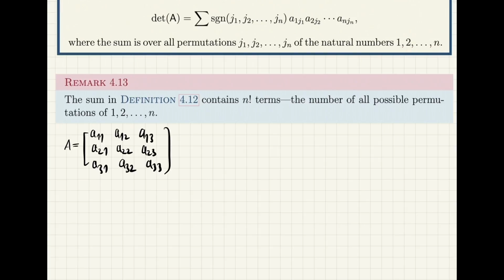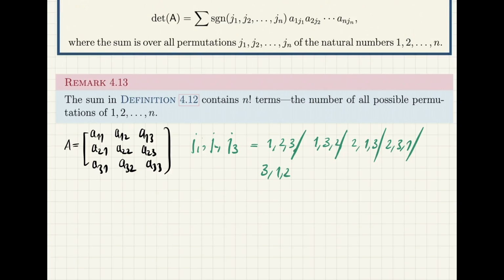So let me write the permutations. What are the permutations? Let me write j1, j2, and j3. This could be 1, 2, 3. This could be 1, 3, 2. Let me separate them. This can be 2, 1, 3. This can be 2, 3, 1. This can be 3, 1, 2. And finally, I have 3, 2, 1. Yes? Now, if I want to calculate the determinant, I would write it in this form.